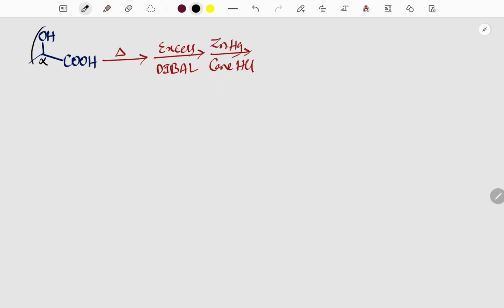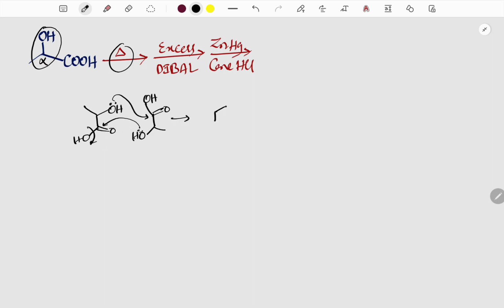Alpha hydroxy carboxylic acid. When alpha hydroxy carboxylic acid is heated, we have to consider 2 moles of alpha hydroxy carboxylic acid. So esterification takes place and forms dilactide. It is the first compound. And this dilactide reacts with DIBAL-H.